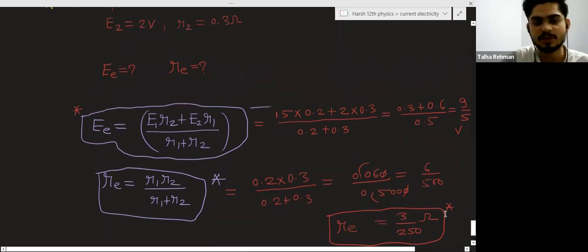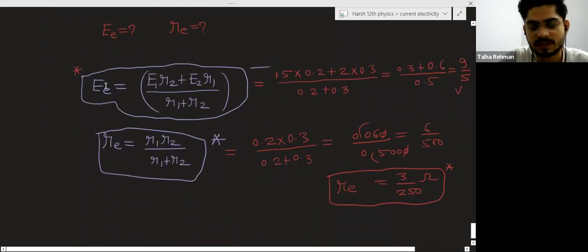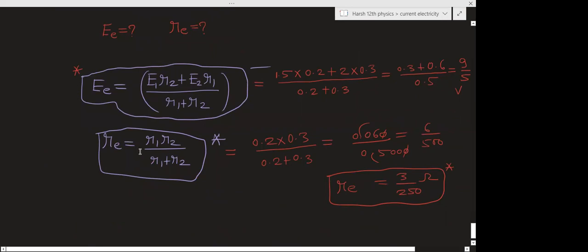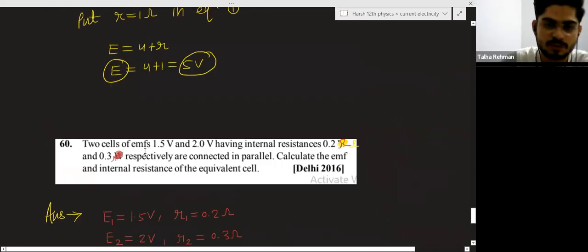You just have to apply simply the formula for the parallel combination. This is the equivalent EMF for the parallel combination. This is the equivalent internal resistance for the parallel combination. But this is not part of your syllabus, so okay, you can skip this.